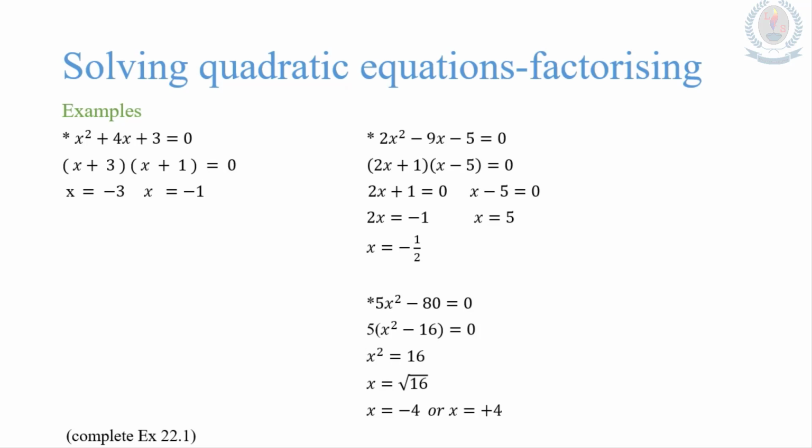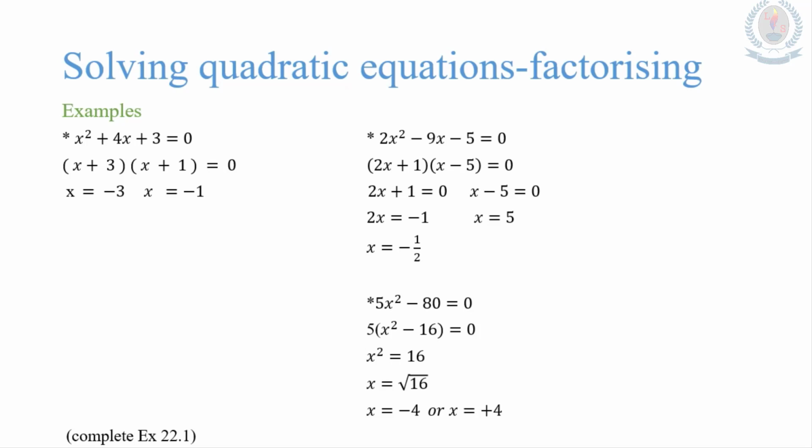2x times minus 5 is minus 10x. Middle comes in plus 6. Minus 10x plus 6, after simplifying, minus 9x, also correct. Then plus 1 times minus 5 also correct. Then solutions you have to find. 2x plus 1 equals 0, x minus 5 equals 0. Then 2x equals minus 1, x equals 5. Then x equals minus 1 over 2. Other one x equals 5. Those two are the solutions for this example.